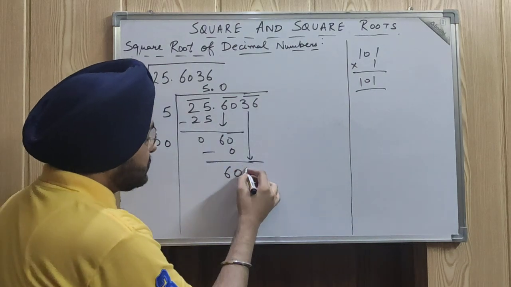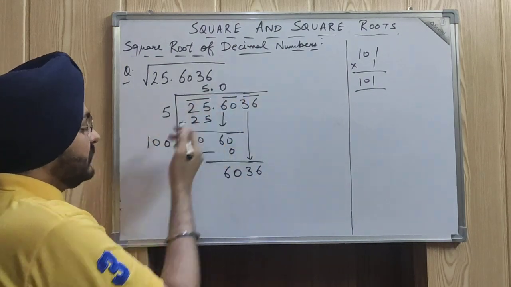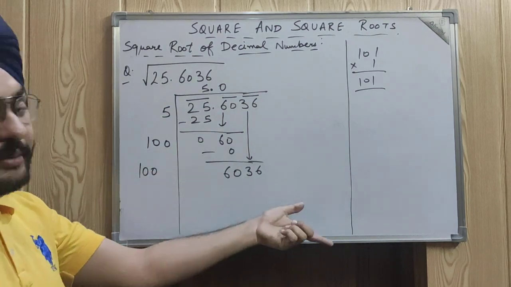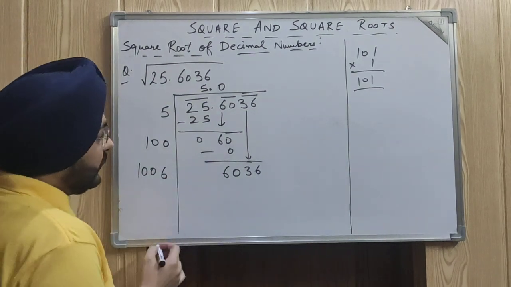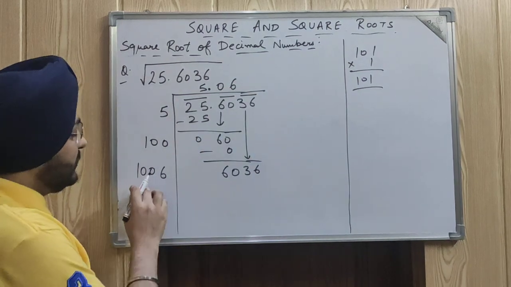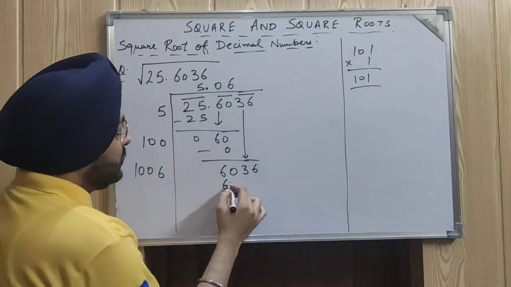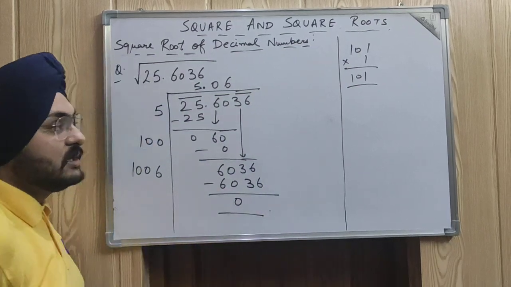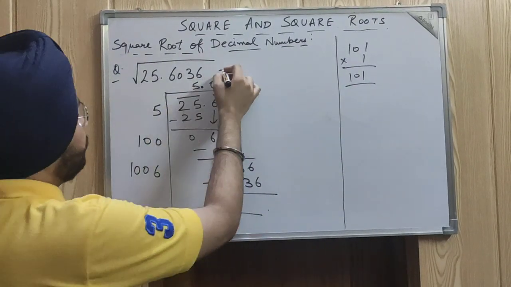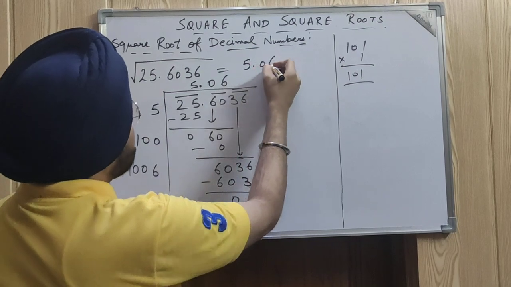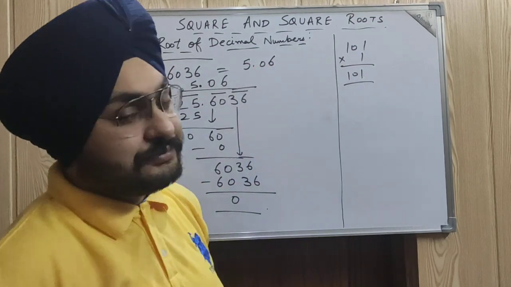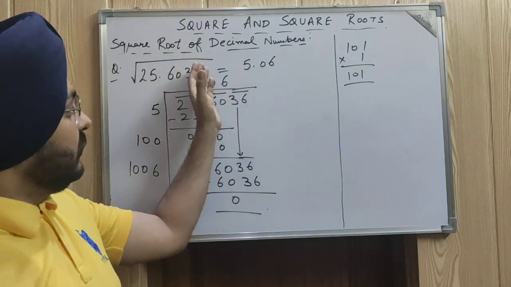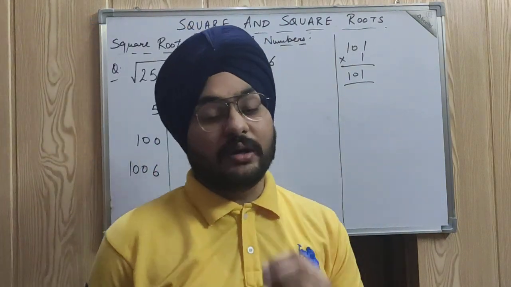Then this 36 will be coming downwards. 100 plus 0, that will be 100 only. And now you are seeing only, that will be going with 6 only. So I will be writing 6. And here also 6, 1006, and the 6 will become 0.6036 only. So on subtracting, we'll be getting the remainder as 0 only. So the square root of this will be 5.06.